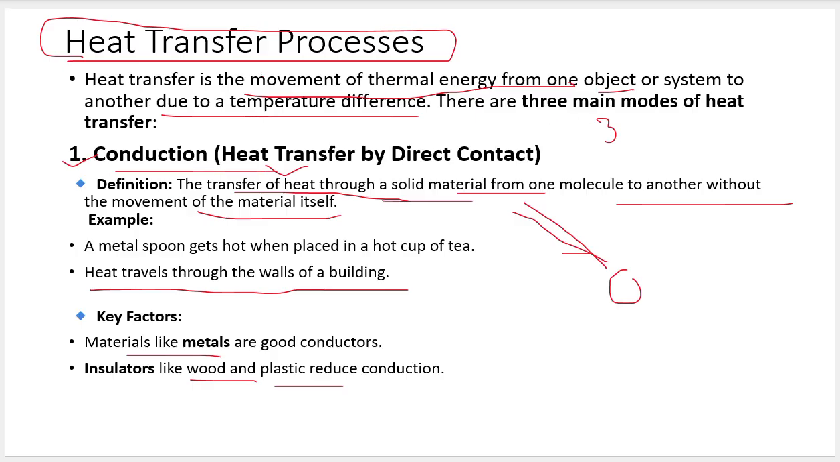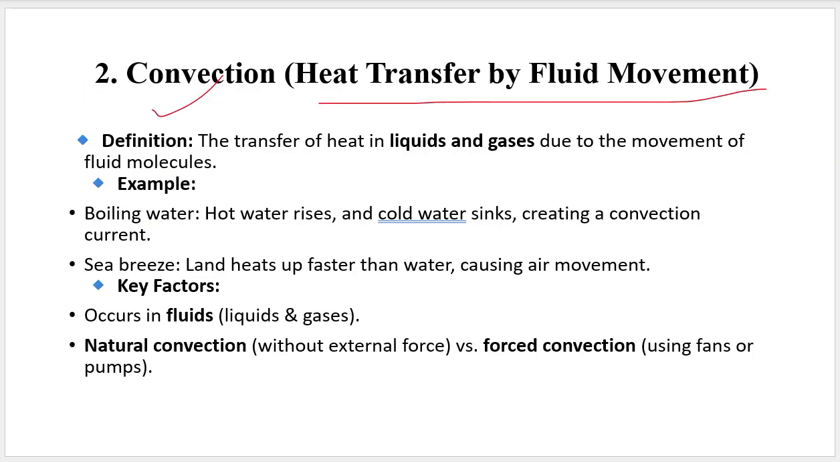Then comes the second. Second is convection, heat transfer by fluid movement. Definition: the transfer of heat in a liquid or gas due to movement of fluid molecules. It happens due to movement of fluid molecules. It can be transferred through liquid and gas.